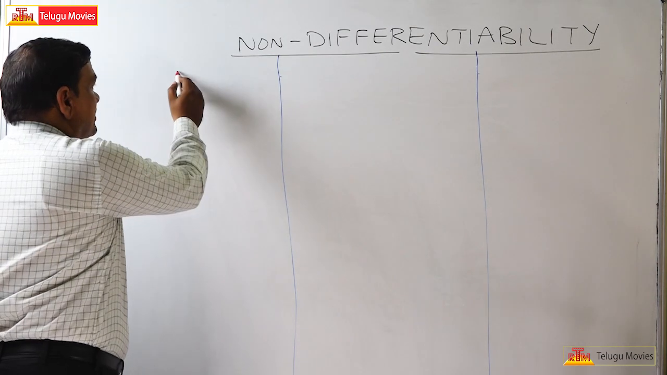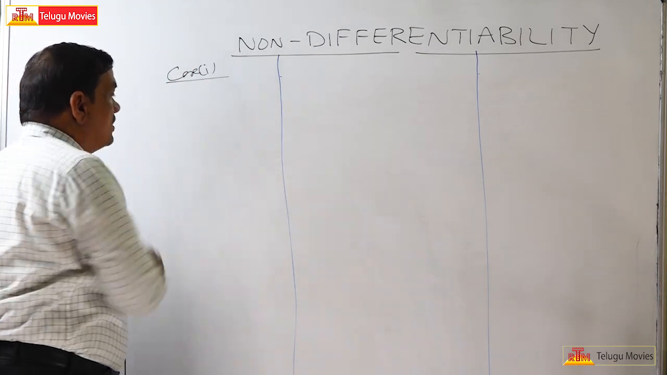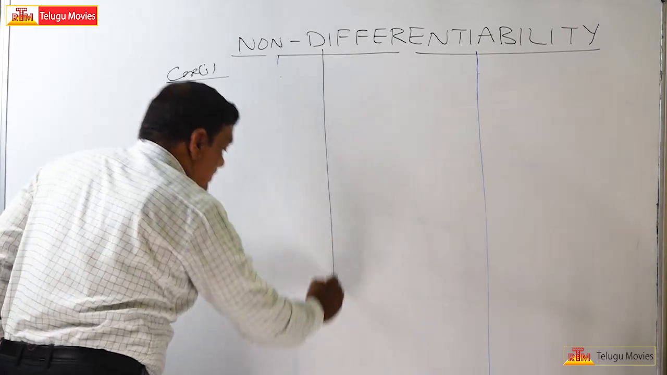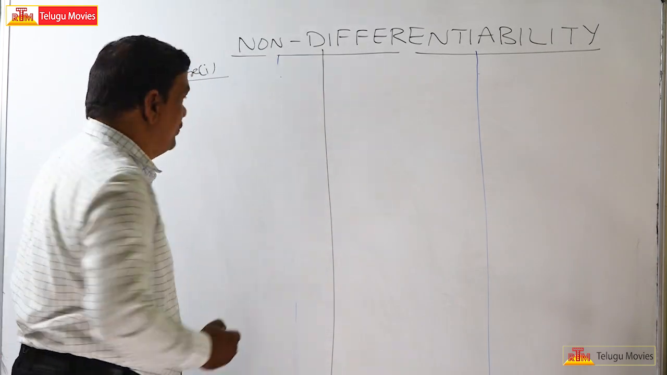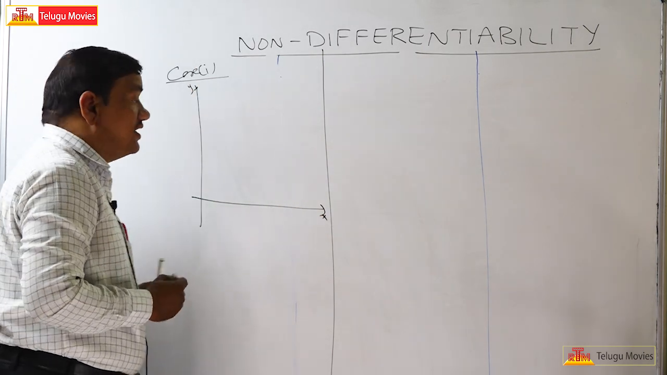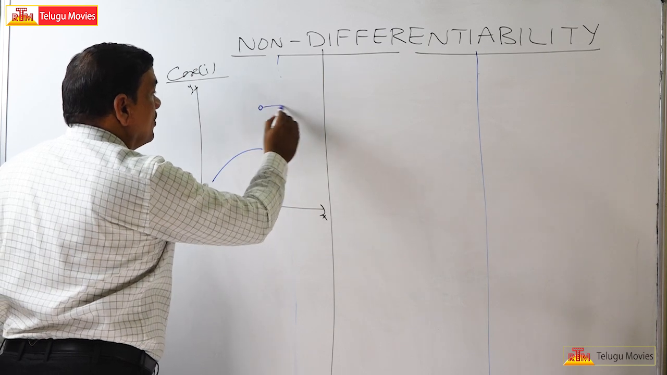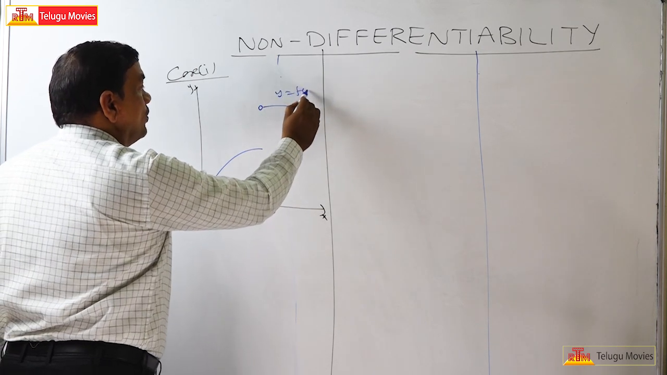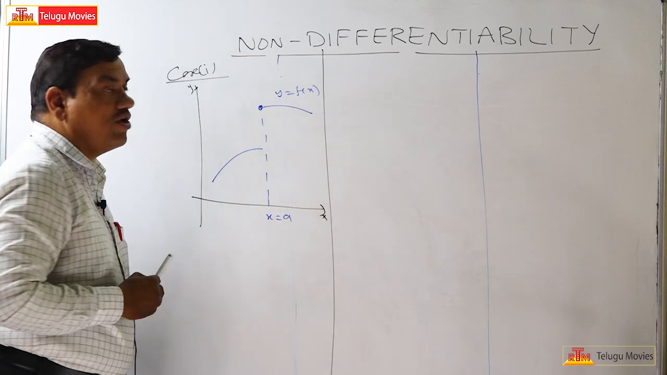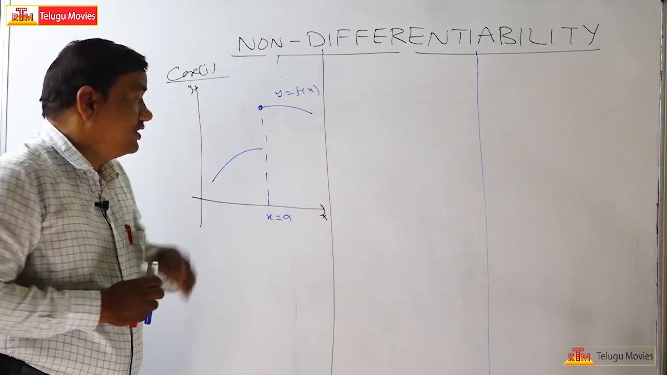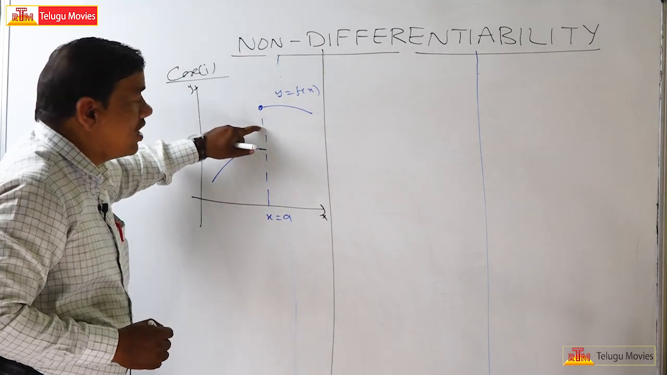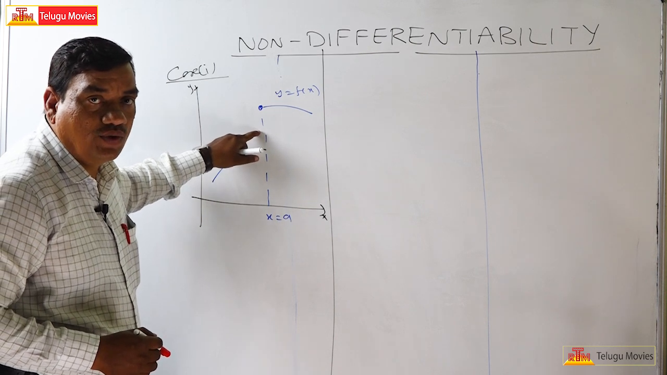We have three cases. The first case is, I will draw a graph and show you. This is the x axis and this is the y axis. There is a function, y is equal to f of x. At x is equal to a, the function is discontinuous. Therefore, we cannot draw a tangent at x is equal to a.